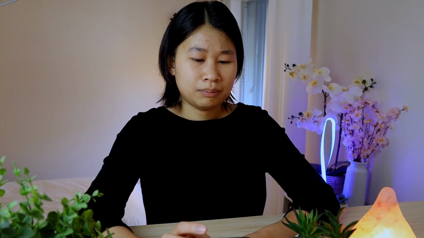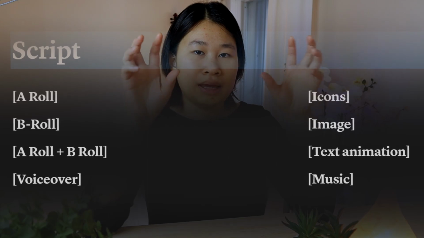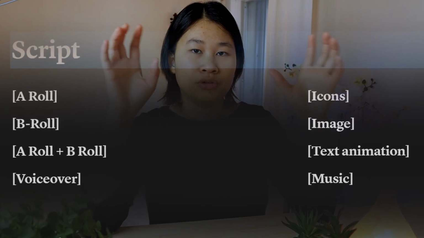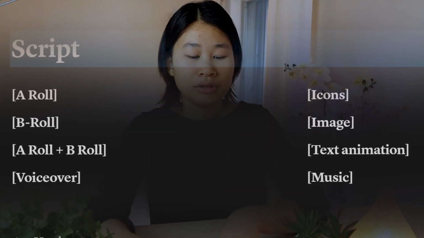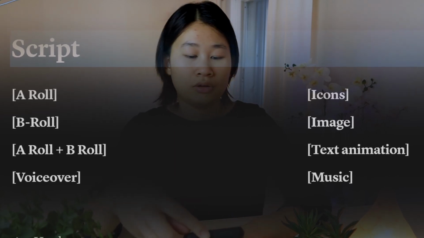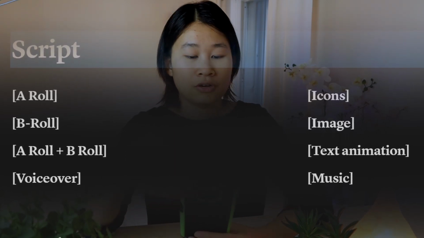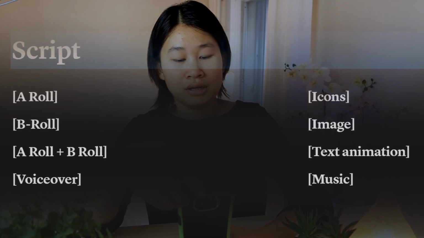Now, you will notice that above the scripting section, there are 2 columns, and in these 2 columns, there is bold bracketed text. And all these really mean we have A-roll, B-roll, A-roll and B-roll, voiceover, we have icons, images, text animation, and music. And all these really are just little reminders for myself to help me visualize how the video should come across in the end.